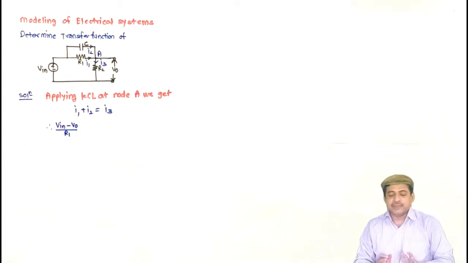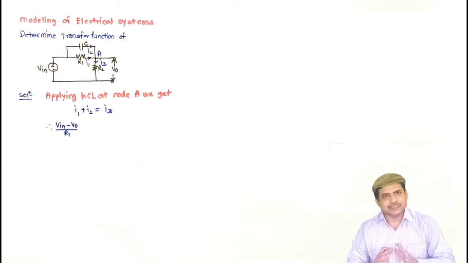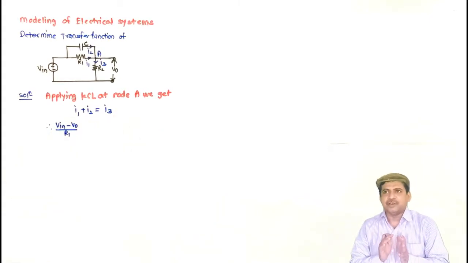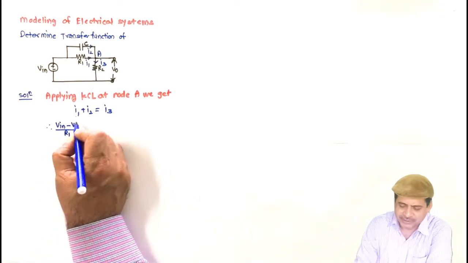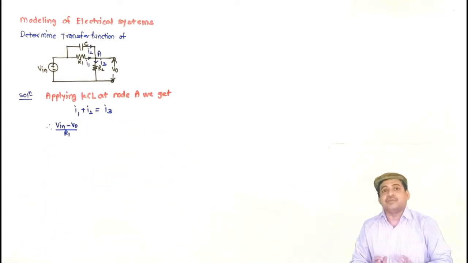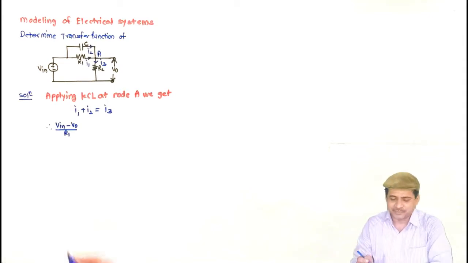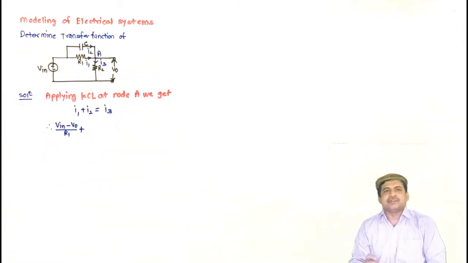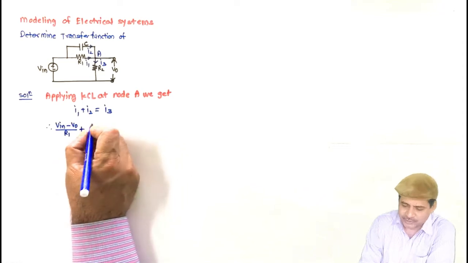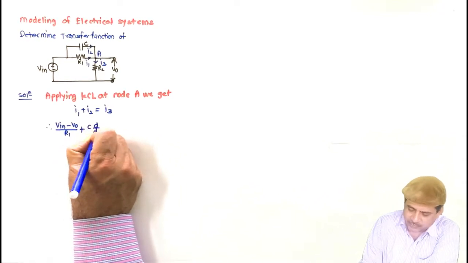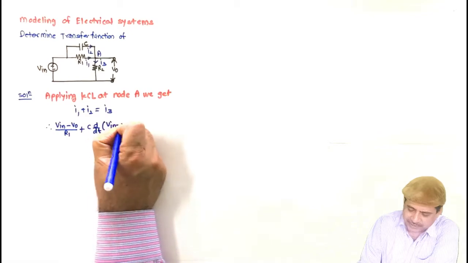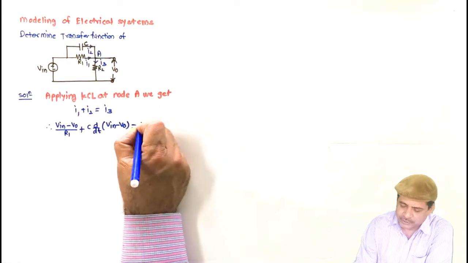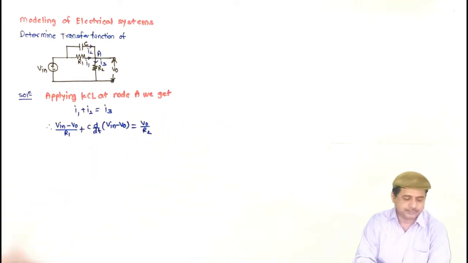I repeat, V in, VO, I1, I2, I3 are functions of time. I am not mentioning here specifically V in of t, VO of t, but these are not constants. All five are variables, changing with time. Plus the current I2 through the capacitor is C dV by dt. So this will be C d by dt of the voltage across it, V in minus VO, and that is equal to current I3. I3 is the current through R2, so it is VO by R2.